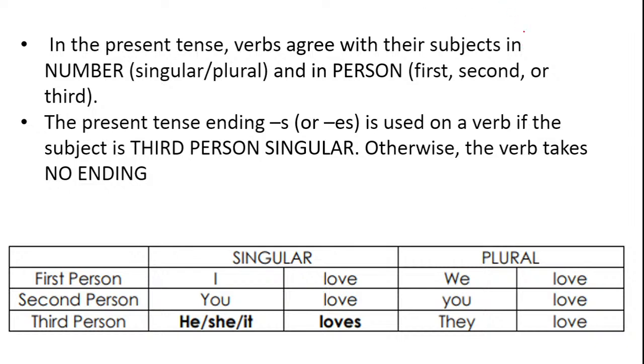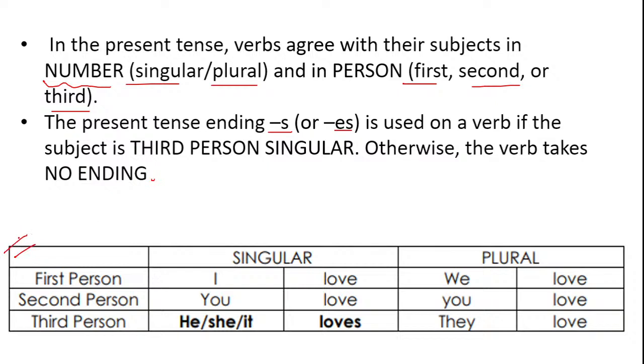So the first rule that we saw yesterday was: in the present tense, the verb agrees with its subject in number, that is singular or plural, and in person, like first, second or third person. The present tense ending with s or es is used on a verb if the subject is third person singular, otherwise the verb takes no ending.